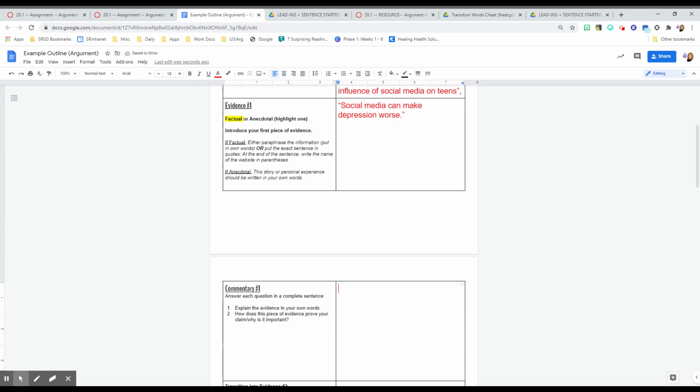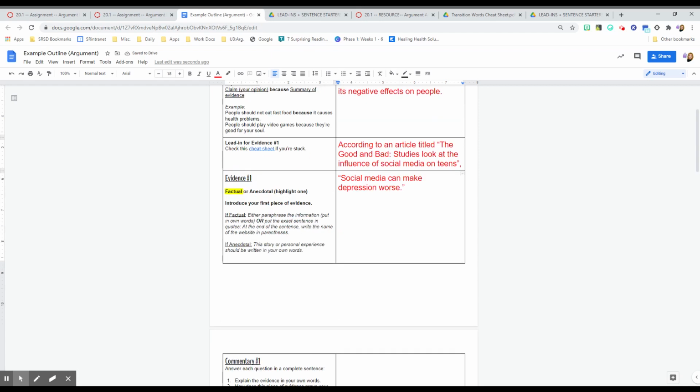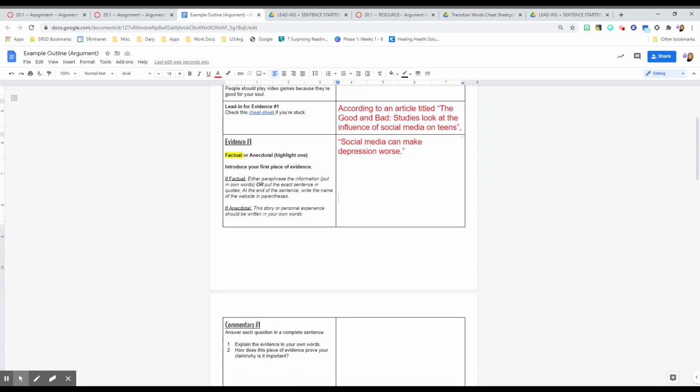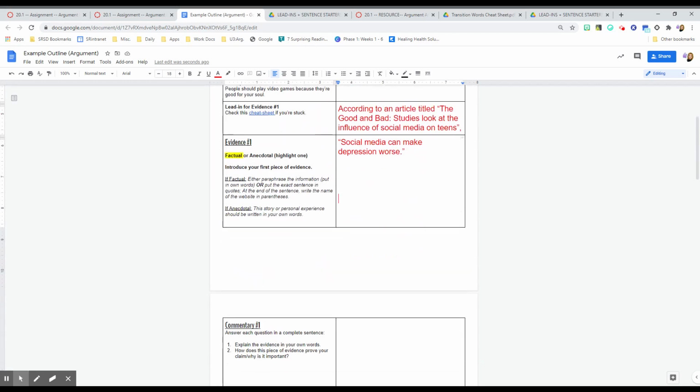Okay, so now I have this quote. I have this information, but now I need to tell you why this is an important piece of information. That's what commentary does. Okay, I want to explain to you guys why I chose this quote. What does it mean? Why is this important to defend my topic sentence, to defend my claim? Okay, so I'm going to explain my evidence first in my own words.